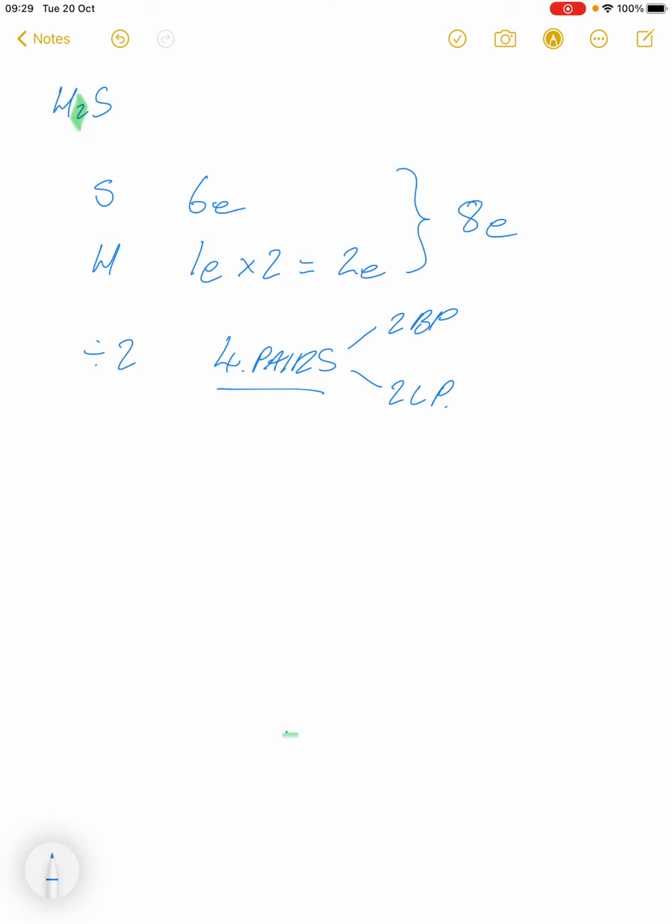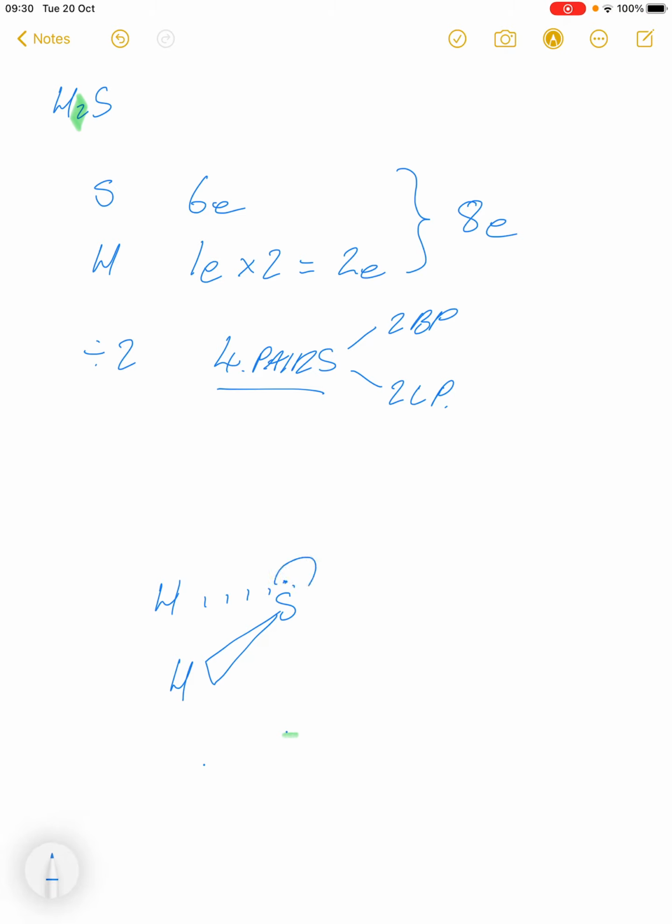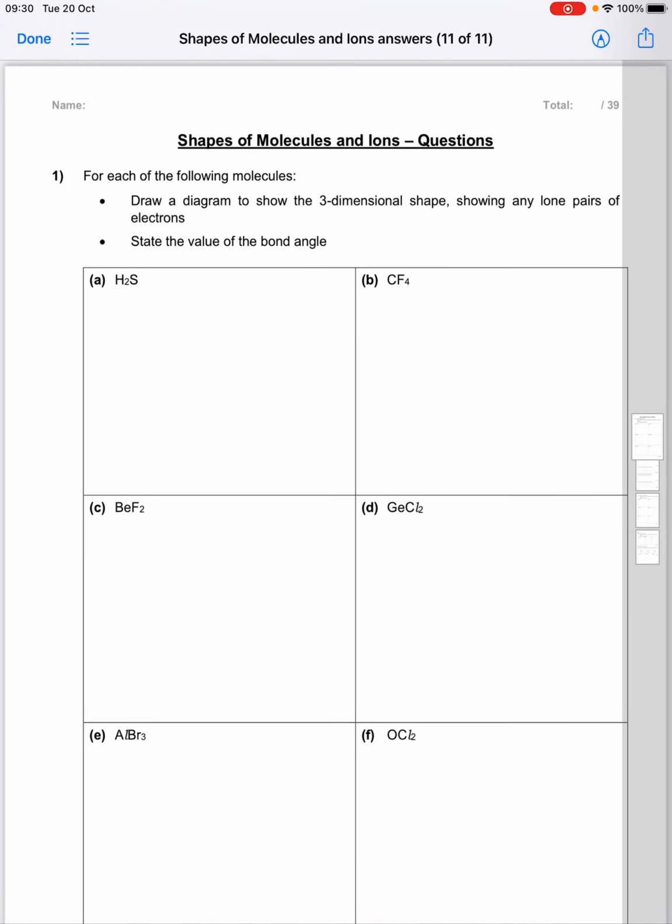The 4 in total means that the parent shape is going to be tetrahedral, which is going to look like that. Put my sulfur in the middle, put 2 of my hydrogens on, and then convert the other 2 bonds into lone pairs here, and hopefully you can see that that is V-shaped, bent or non-linear. So I'm just going to draw that here now. So sulfur, hydrogen, hydrogen, lone pair here, lone pair there. And it has a bond angle of 104.5. That's 109.5. Take away 2.5, take away 2.5 for each of those lone pairs.